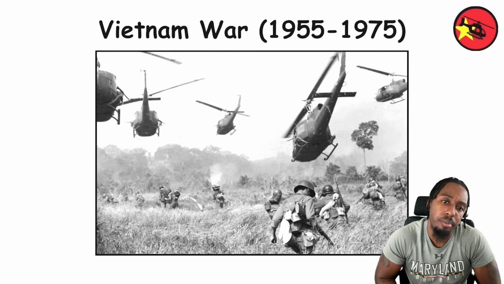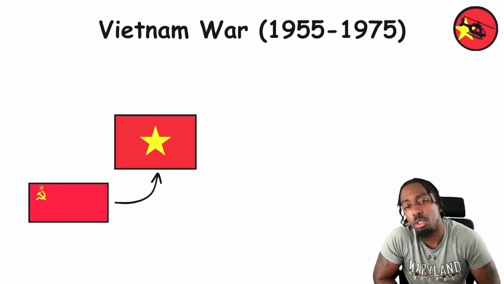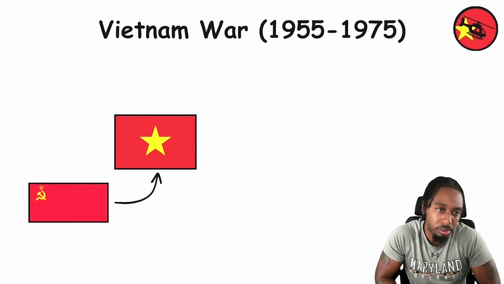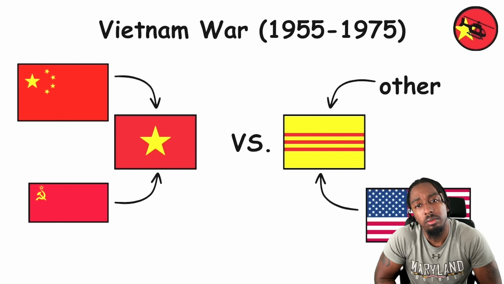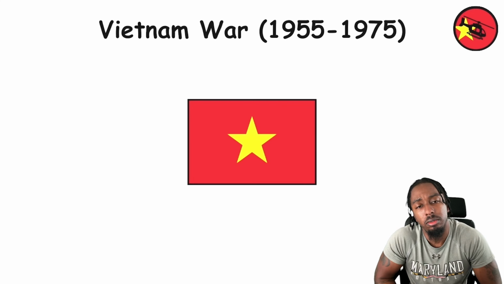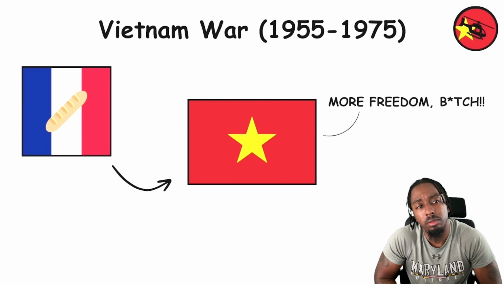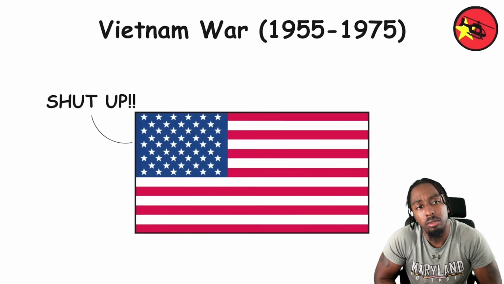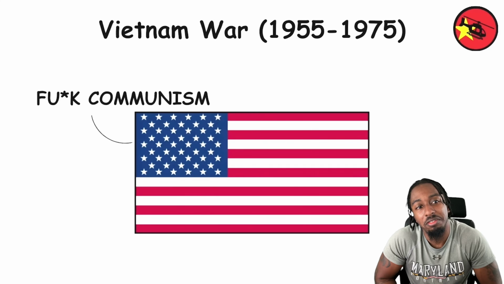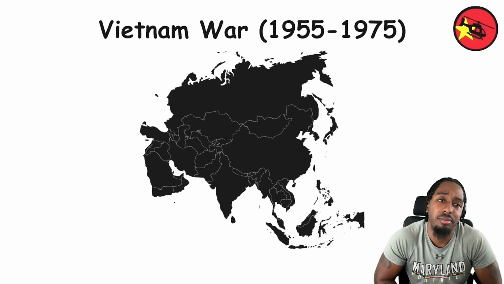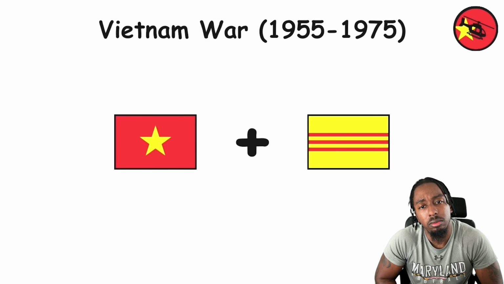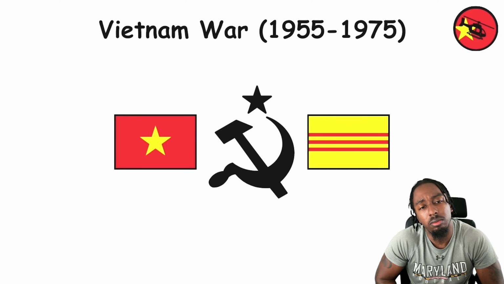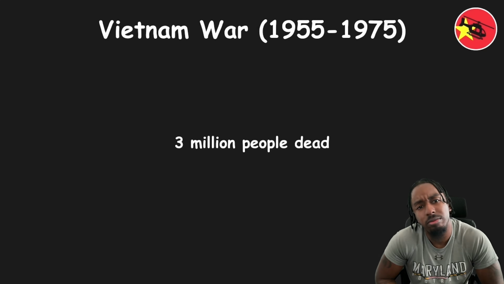Vietnam War. This war occurred between North Vietnam, supported by communist allies such as the Soviet Union and China, and South Vietnam, supported by the United States and other anti-communist countries. It stemmed from Vietnam's desire for independence from French colonial rule. The United States became involved to prevent the spread of communism, fearing the domino effect in Southeast Asia. The war ended with the fall of Saigon to North Vietnamese forces in 1975, leading to the reunification of Vietnam under communist control. It resulted in the deaths of 3 million people.